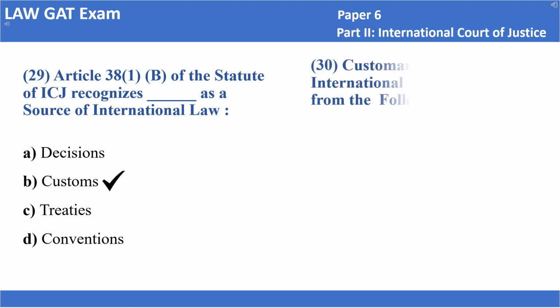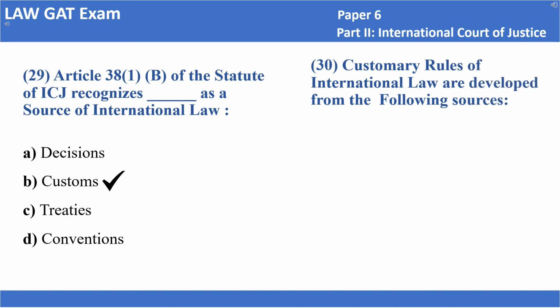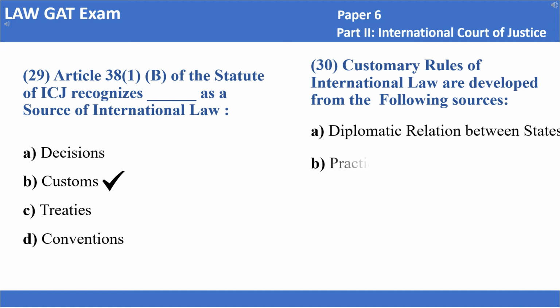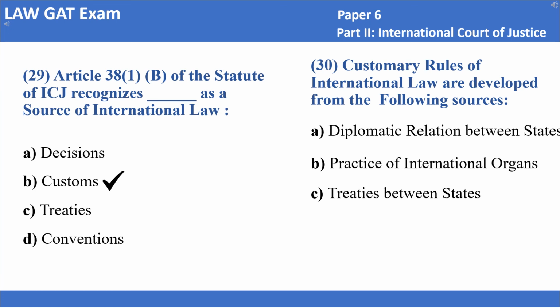Customary rules of international law are developed from the following sources. Option A, diplomatic relations between states. Option B, practice of international organs. Option C, treaties between states. Or option D, all of these. The correct answer is option D, all of these.